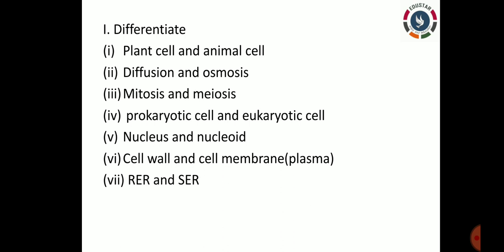So plant cell and animal cell, diffusion and osmosis, mitosis and meiosis, prokaryotic cell and eukaryotic cell, nucleus and nucleoid, cell wall and cell membrane, or else you can call that plasma membrane. And the last one is RER and SER. RER is nothing but rough endoplasmic reticulum, and SER is nothing but smooth endoplasmic reticulum. Okay, so write differentiation for all these in the classwork.